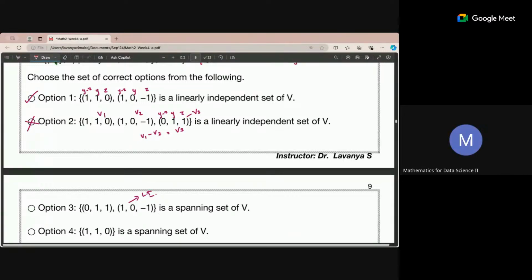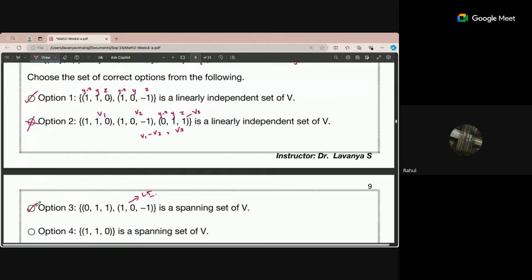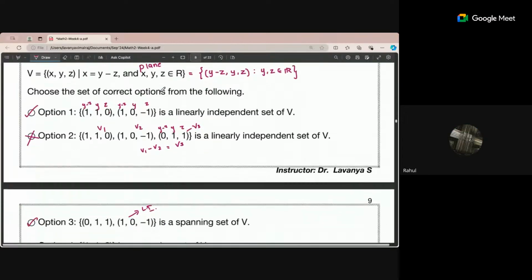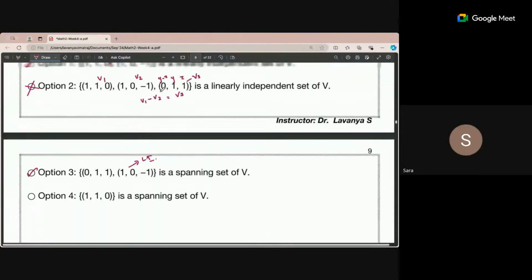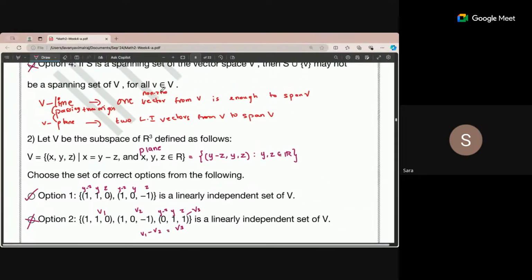Yes. Wait, is V a plane or R3? This is a plane in R3, right? Because here you have an equation of a plane. So here x minus y plus z is equal to 0 is your plane.